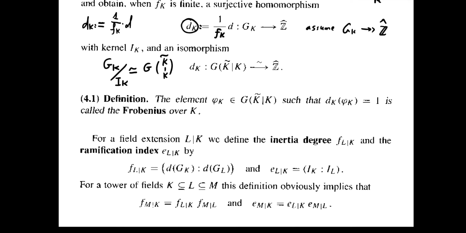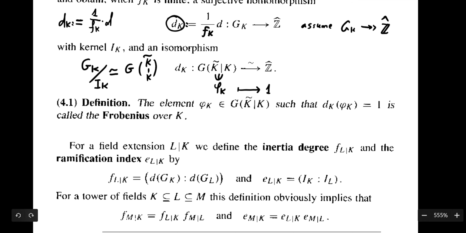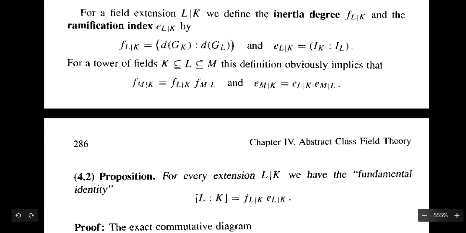Definition: the element phi_K such that D_K(phi_K) equals 1 is called the Frobenius over K. That's the definition of the Frobenius element. It is those mapped to 1. For a field extension over K, we define the inertial degree and the ramification degree as follows. Okay, that is nice. And we will say we have this relation. It's just by group theory.